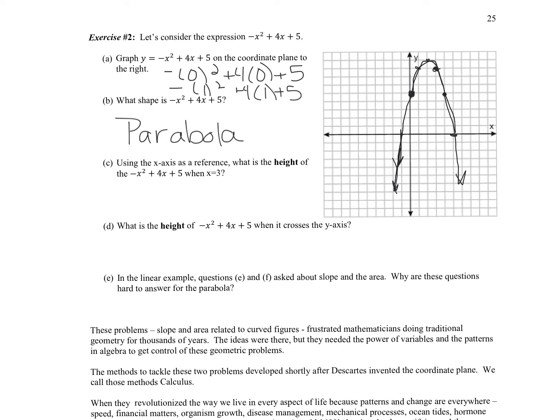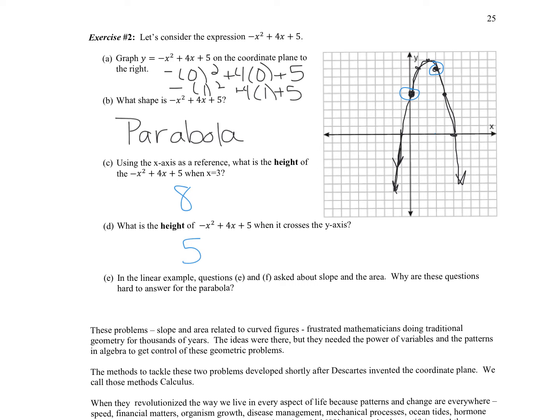So using the x-axis as a reference, what is the height of negative x squared plus 4x plus 5 when x equals 3? So if I come over here and I go over to 3, I see that the height is 8. What is the height where it crosses the y-axis? So the height is 5 there.